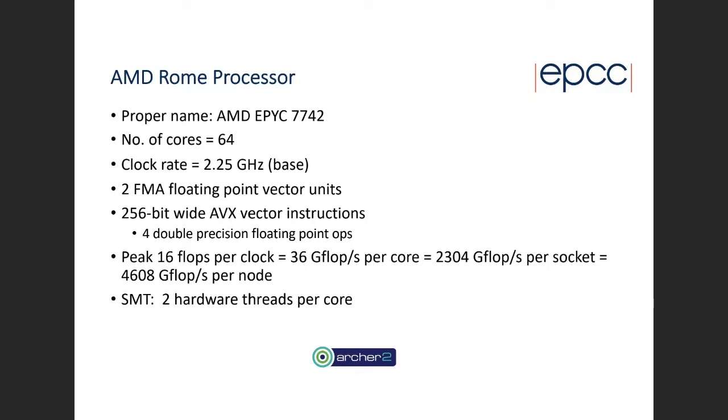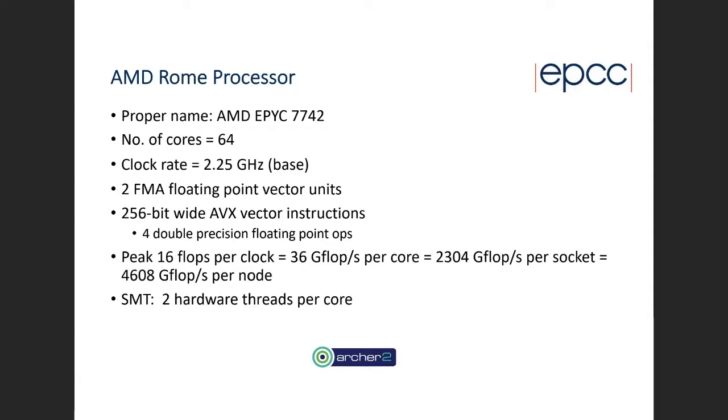Okay, so let's put some numbers on this. Okay, so it's AMD Rome, officially AMD EPYC 7742. 64 cores, with a base clock rate of 2.25 gigahertz. Each core has two floating point vector units, which support fused multiply add operations. It supports 256-bit wide AVX vector instructions. So in other words, one vector instruction can encode for four double precision floating point operations or eight single precision.